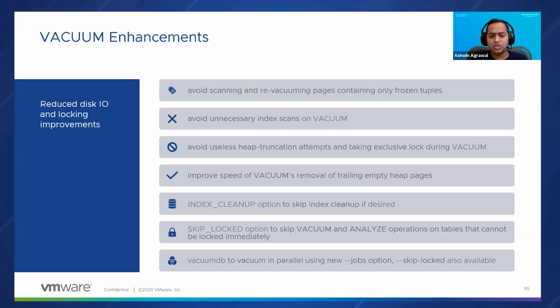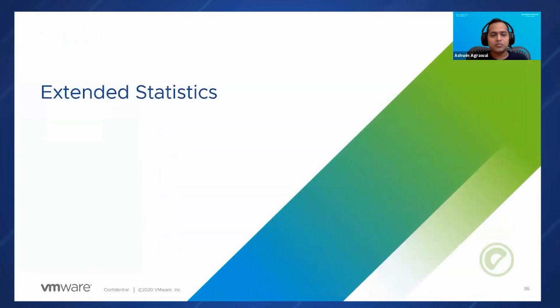And the last thing to mention is that VacuumDB will have a parallel option with --jobs, where one can specify how many parallel jobs you want to run for the vacuum. It also has an option to skip the tables which are already logged or not. So I'm very happy to have those enhancements to help with more maintenance on the Greenplum cluster. Let's move on to the next slide.